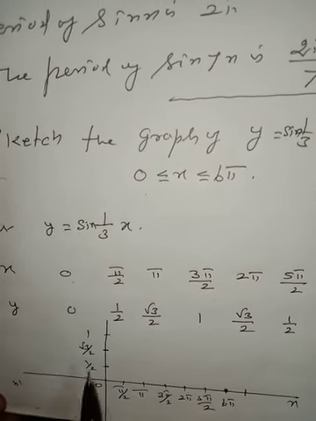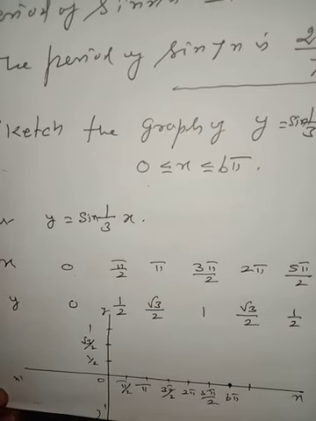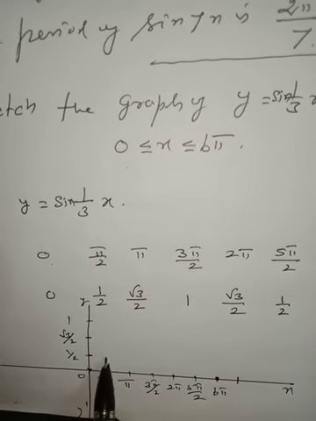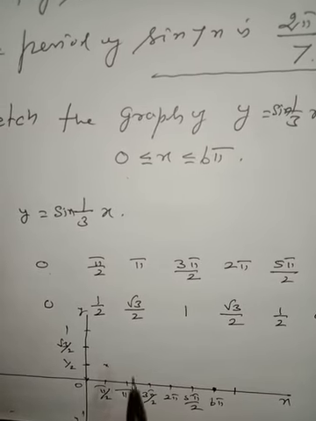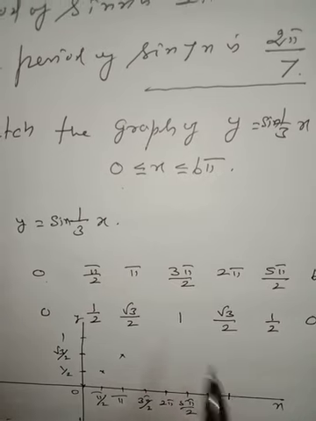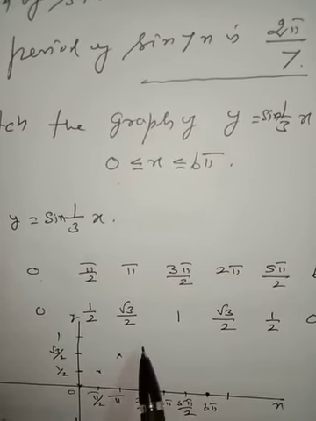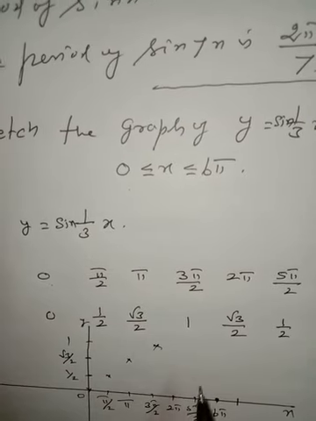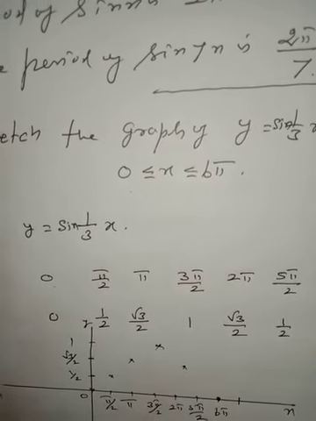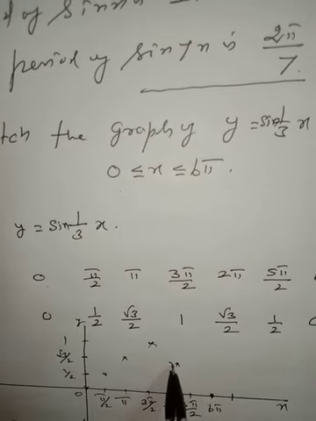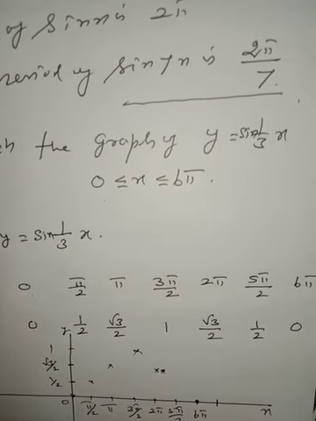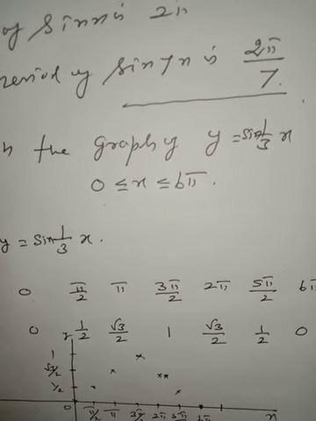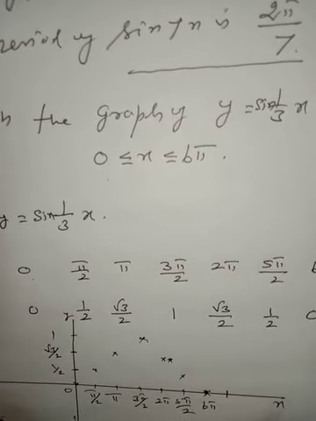Now the points: first 0, 0; pi by 2, 1 by 2; pi, root 3 by 2; 3 pi by 2, 1; 2 pi, root 3 by 2, decreasing; 5 pi by 2, 1 by 2; next 6 pi. Plot the points on the graph sheet.